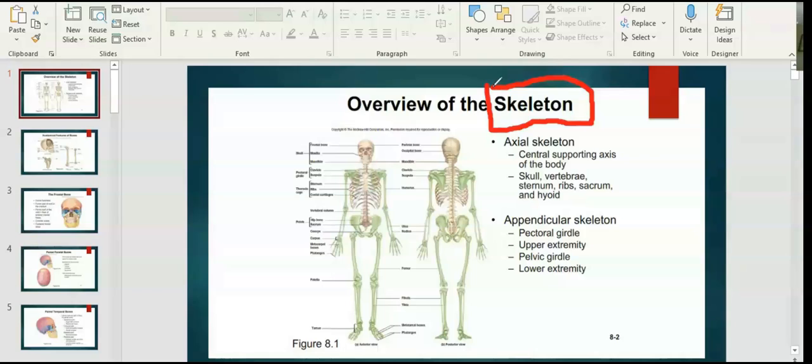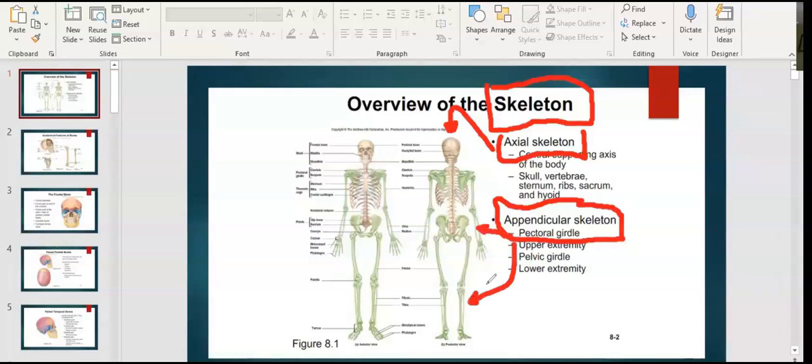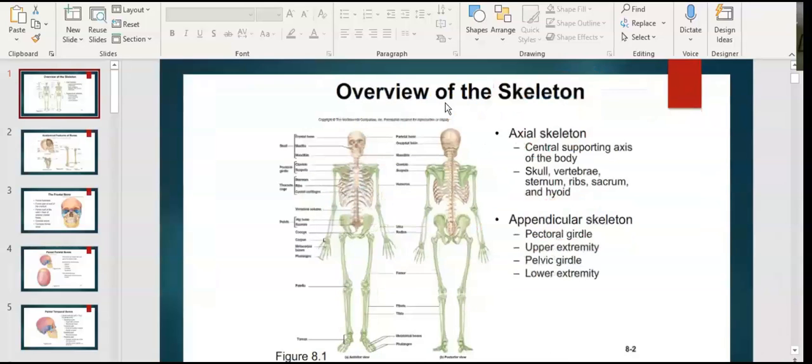Now, the skeleton can be divided in two areas. The axial skeleton, which is the middle part, and the appendicular skeleton, which is basically our limbs, okay? Our upper extremities and our lower extremities. So in this figure, they are showing you the axial skeleton in brown, as you can see there, and the appendicular skeleton is shown right here in green, as you can see right there.